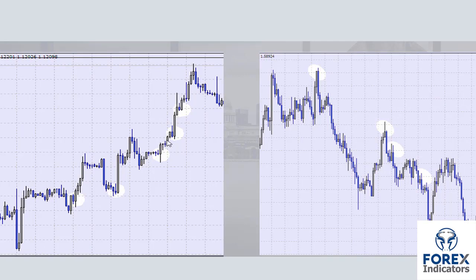We also have a bullish engulfing candle here. We also have a bullish engulfing candle here. So, several bullish engulfing candles.